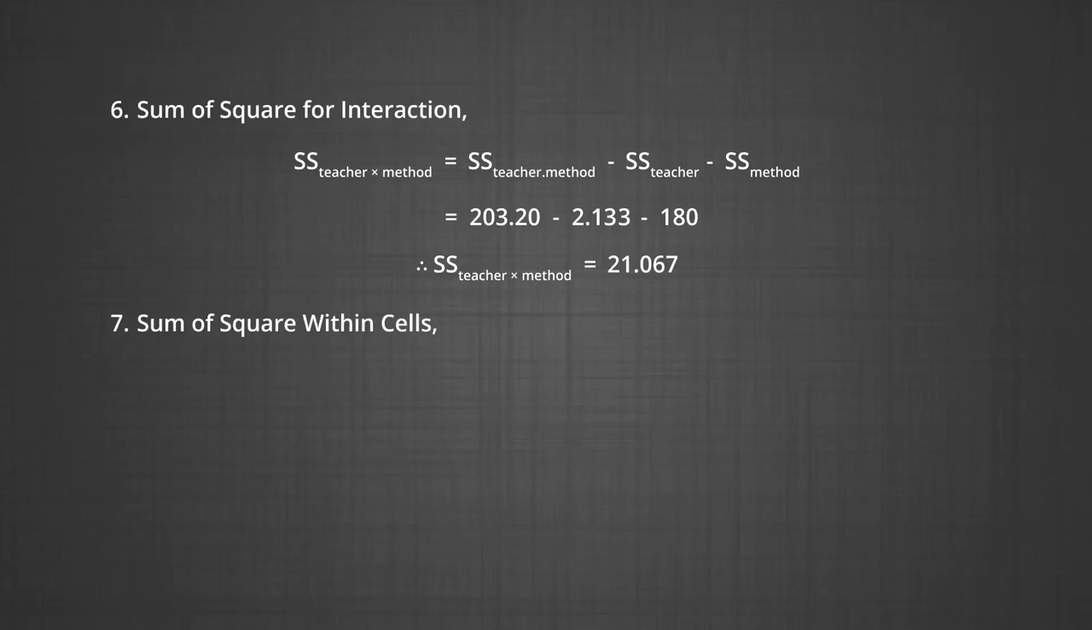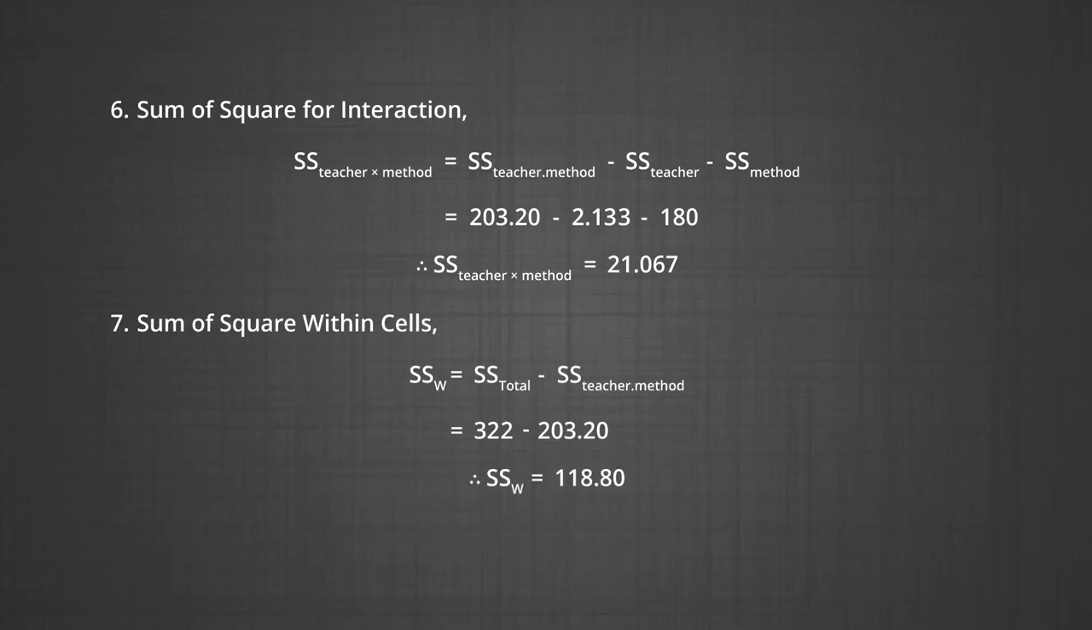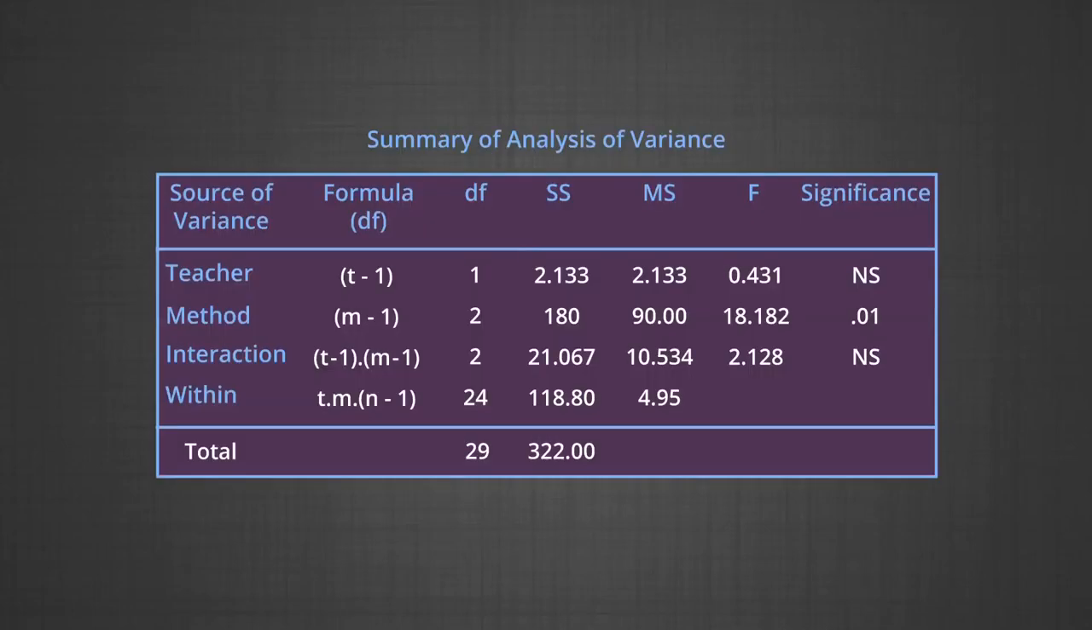Now we come to the sum of squares within cells. This we get simply by subtraction, and this sum of squares is equal to SS total minus SS teacher times method. This is 322 minus 203.2, and the final value is 118.8.